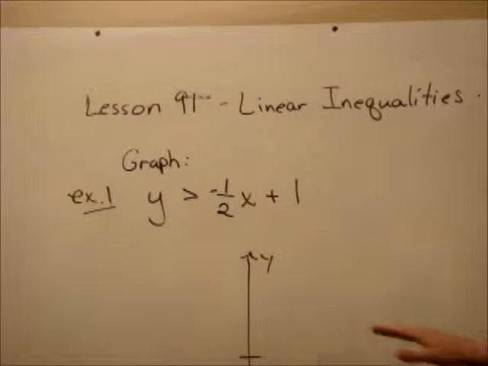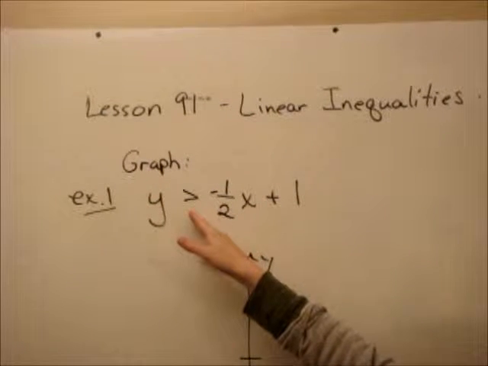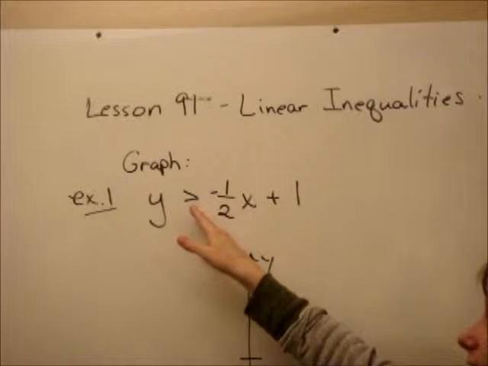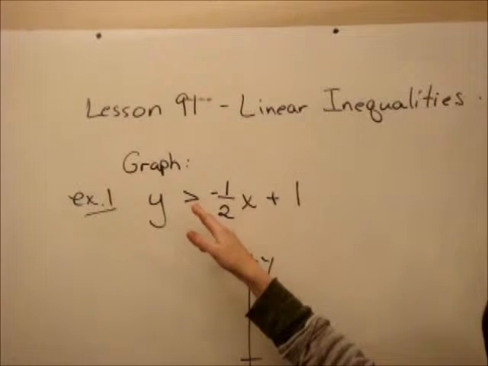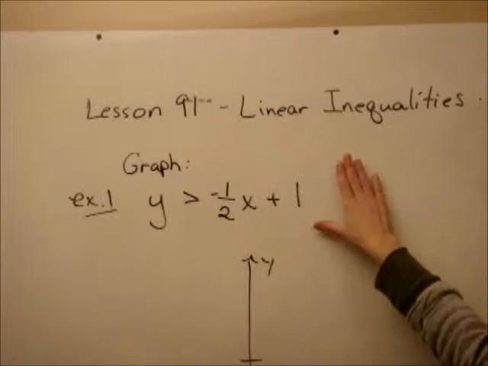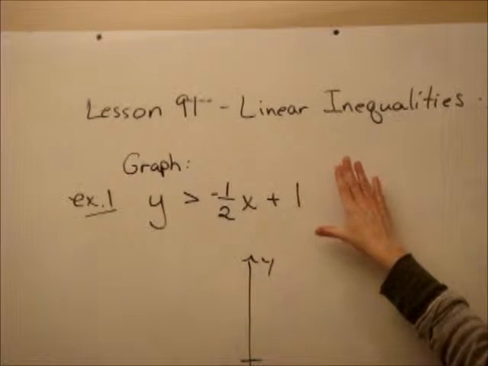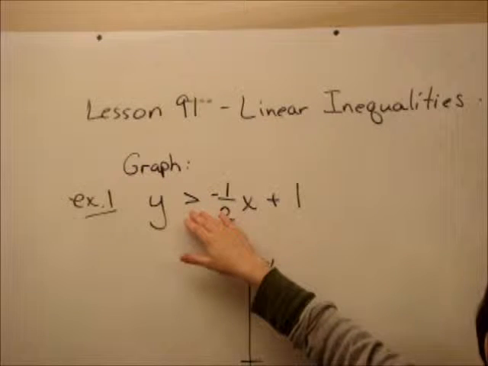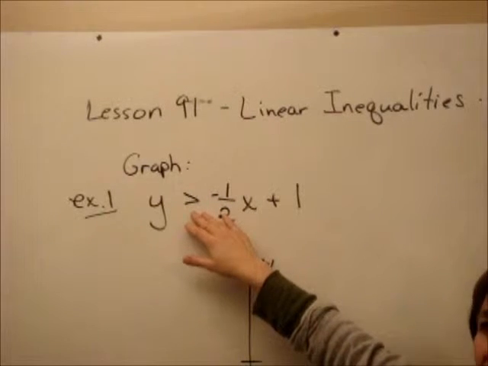First thing we're going to note is there's an inequality sign here instead of an equal sign. The second thing you're going to notice, it's not "and equal to." It's just greater than, but not equal to. So we're going to graph this as if it were a line with one difference. We're going to make it a dotted line because it's not equal to the line. So we're just going to leave it dotted.